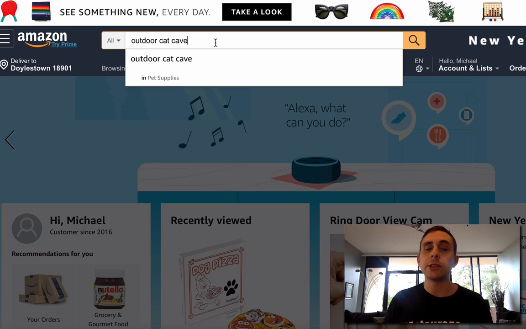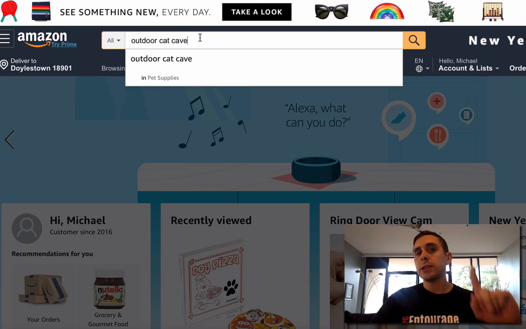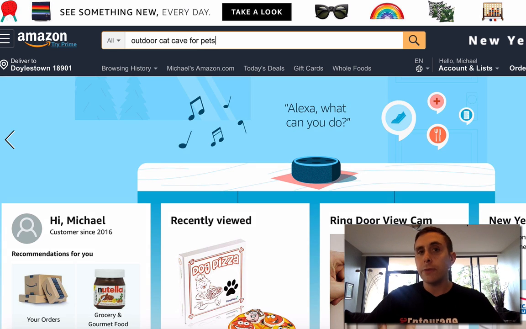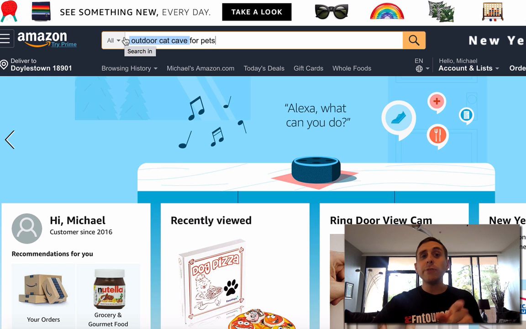Now, negative phrase match is a little bit more complex, but it's still very simple. It also can be very, very powerful. Okay, so negative phrase match will eliminate you from contention for the entire phrase, even if there are words before or after it. So let's say, for example, we do a negative phrase match on outdoor cat cave. Now, if somebody types in outdoor cat cave for pets, and I have a negative phrase match, I am not going to get exposure because I have negative phrase match inside of my campaign. So I'm telling Amazon, I don't want outdoor cat cave no matter where it shows up in the customer search term, no matter what they're searching for. If they're using outdoor cat cave in any way, shape, or form, I don't want visibility.